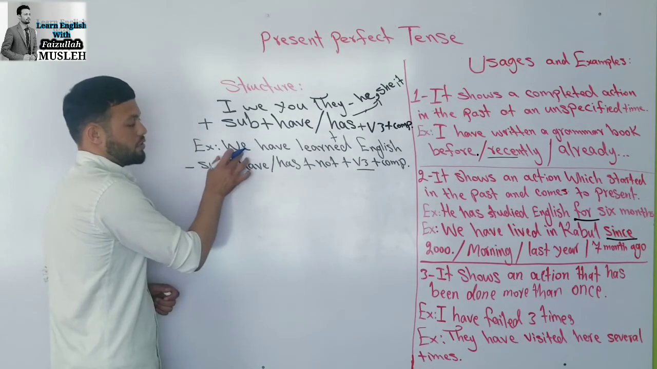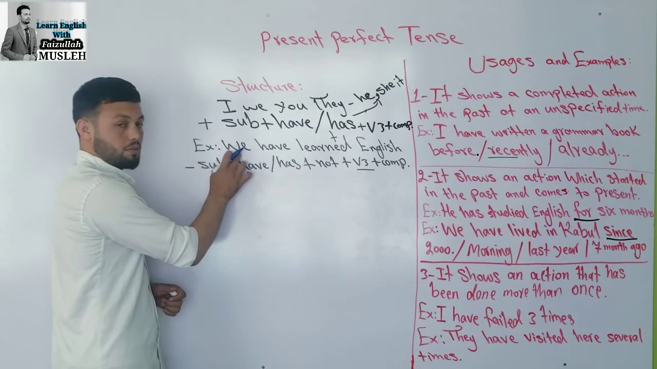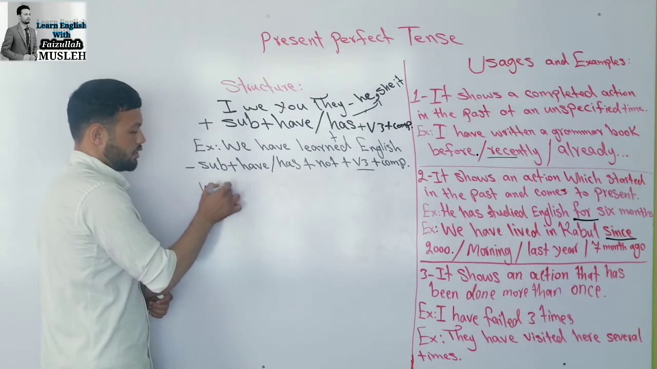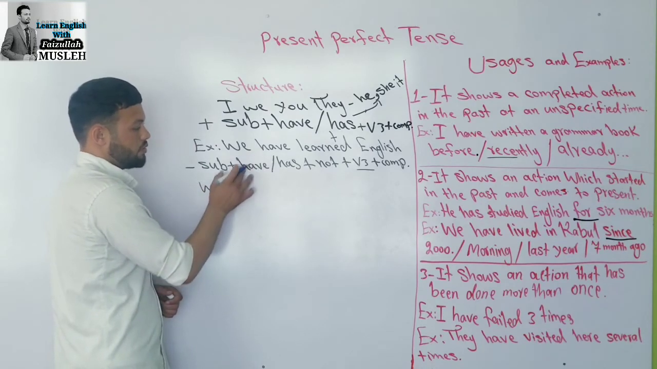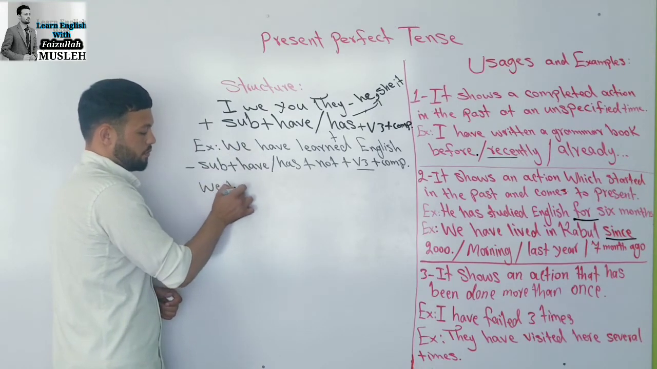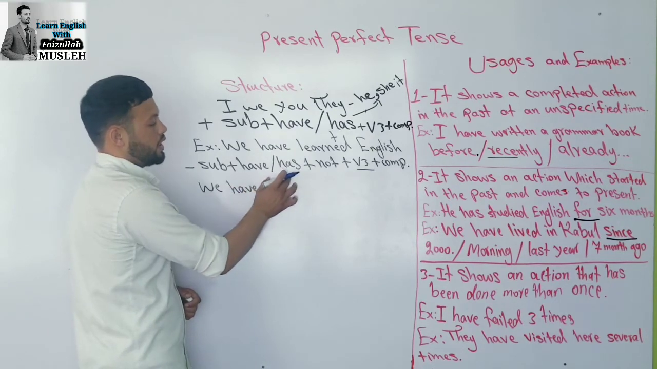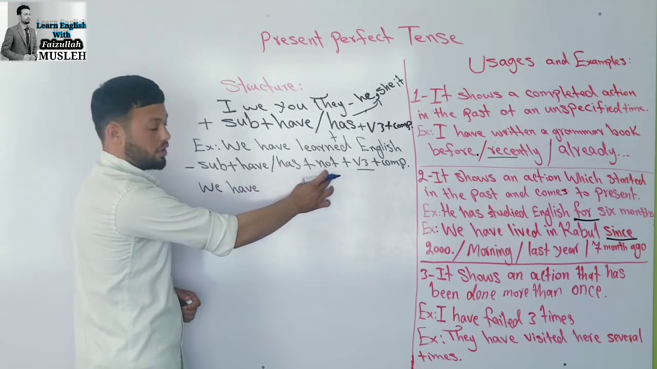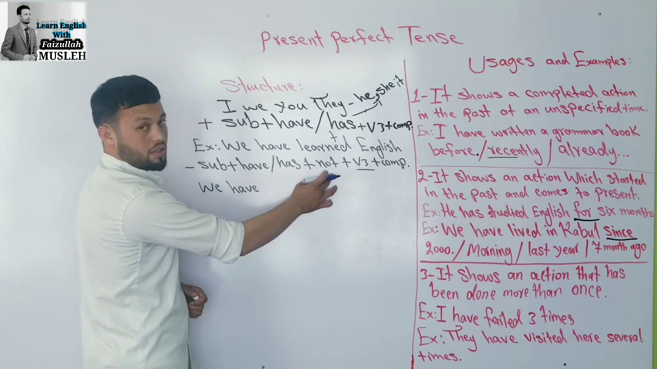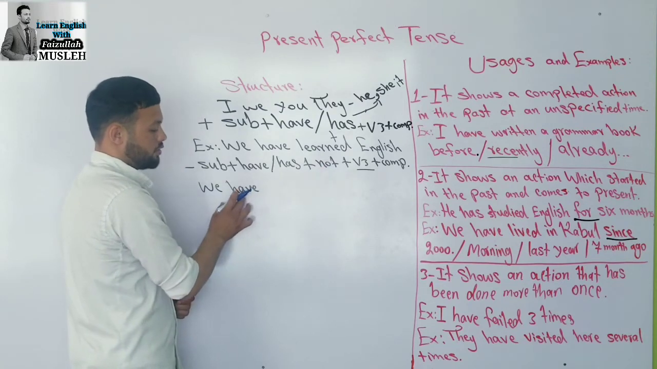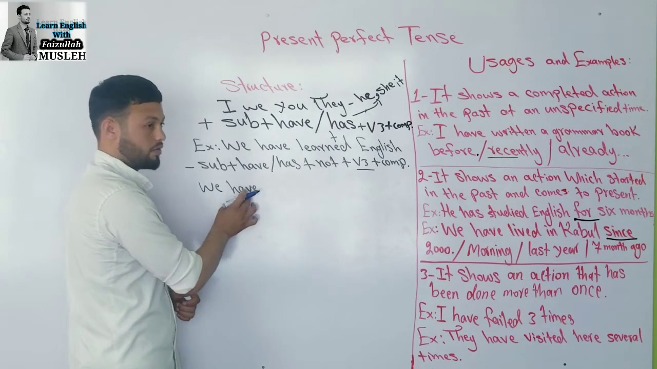Now subject, what was our subject? Our subject is we. So we use it. We have. Why do we use have? Because the subject is we. We have. Now according to the structure, we have not here. When not is in the structure, it comes right after the auxiliary verb have.